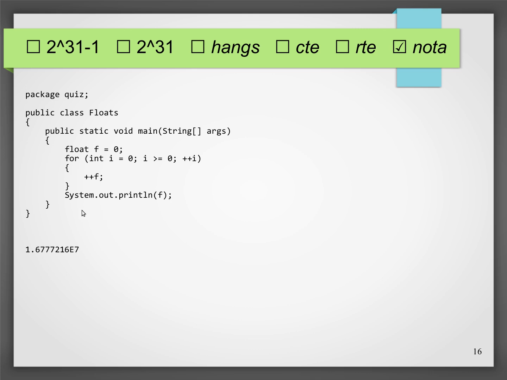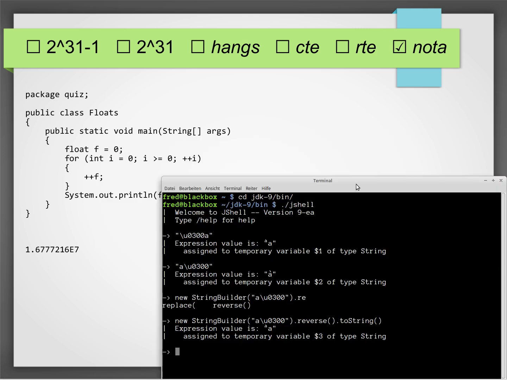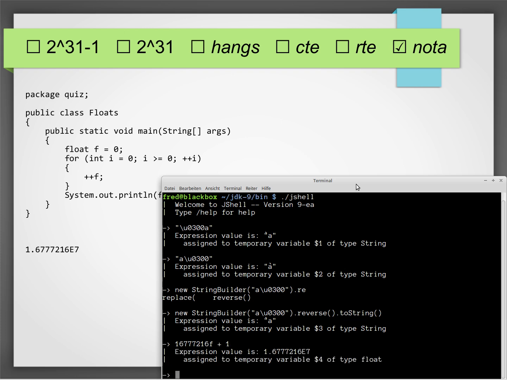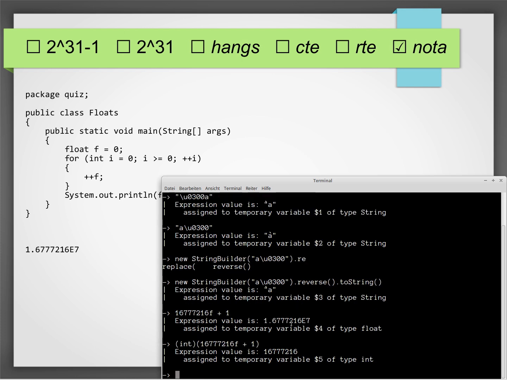Let me go into the JShell again. So 16,777,216 as a floating point number. F means float literal. And then I add 1. I hope you can see this. Maybe it's more obvious if I cast it to int. It's the same number again, right?